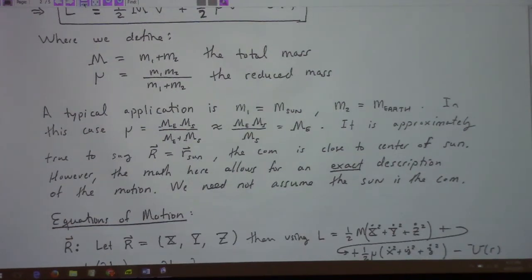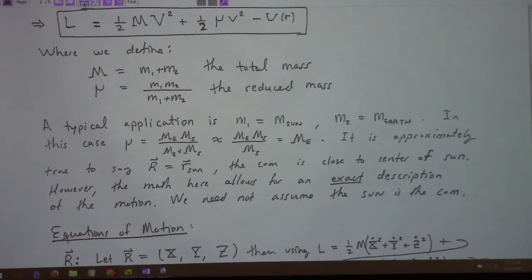A typical application would be to make mass 1 the sun and mass 2 the earth, right? Then in that case, the reduced mass is what? The mass of the earth times the mass of the sun, divided by the mass of the earth plus the mass of the sun. Since the mass of the earth is tiny, 10 to the 24th versus 10 to the 30th or so, right? I forgot.